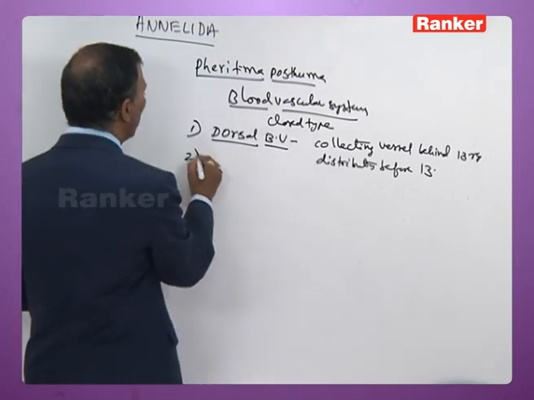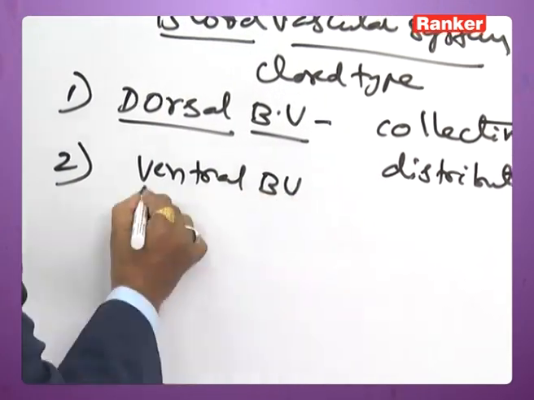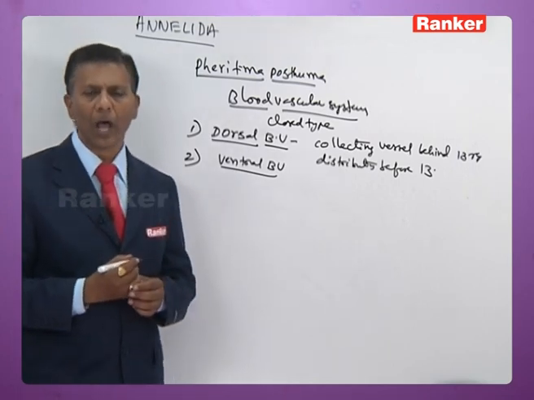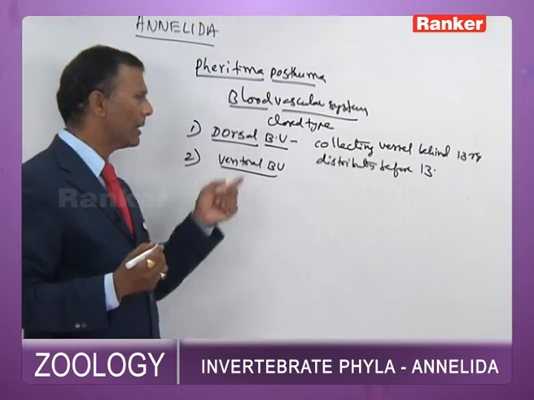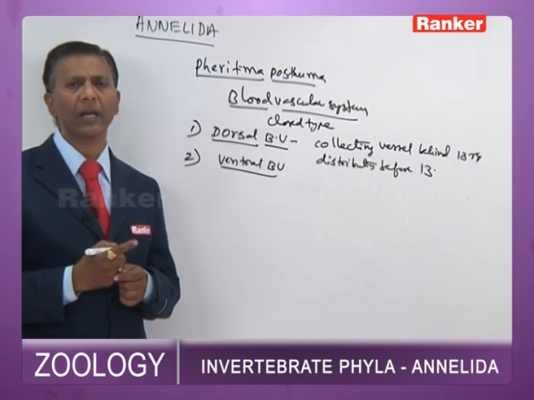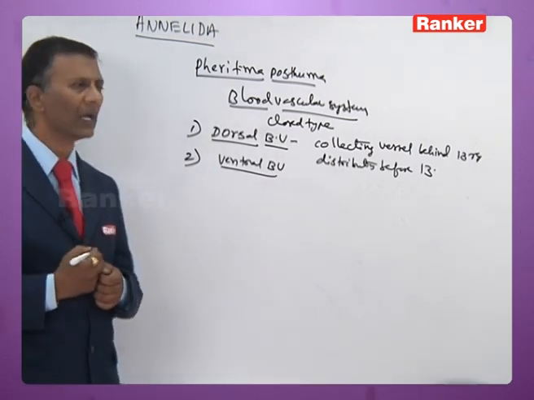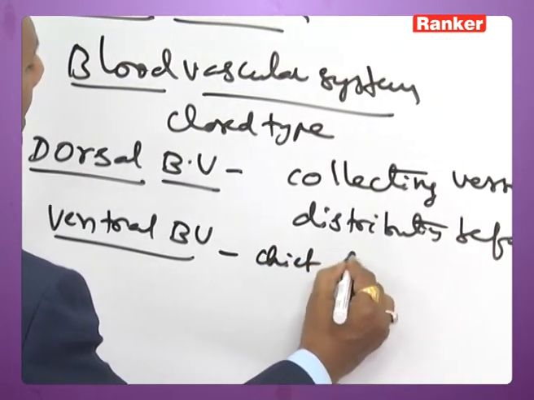The next is the ventral blood vessel. Ventral blood vessel, unlike the dorsal blood vessel, is a thin walled, non-valvular, non-contractile, non-muscular structure. In the dorsal blood vessel, blood circulates from the posterior part of the body to the anterior, while in the ventral blood vessel it is from anterior to posterior. The ventral blood vessel acts as the chief distributing vessel.